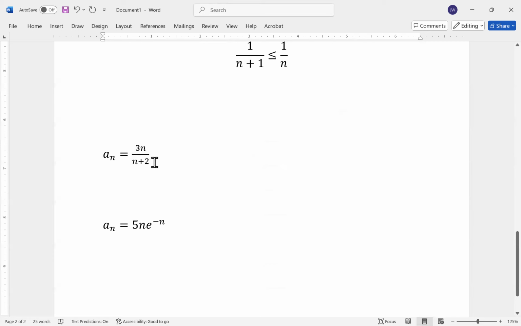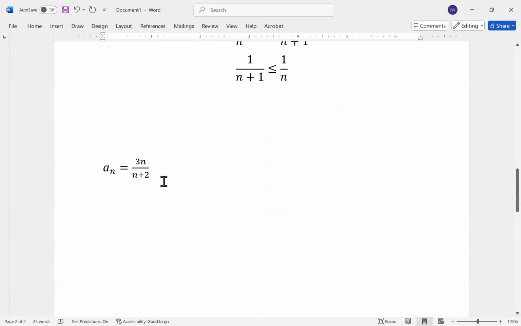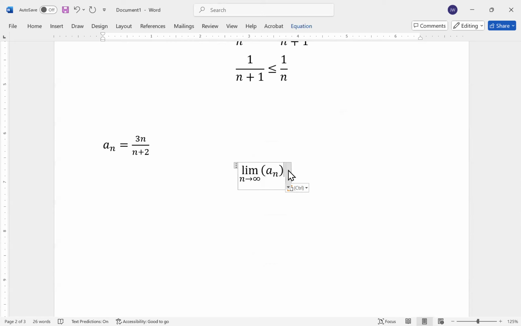Let's take a look at this second sequence, 3n divided by n plus 2. I'm going to simply utilize the fact that this is a rational expression, 3n over n plus 2. It's like 3x over x plus 2.